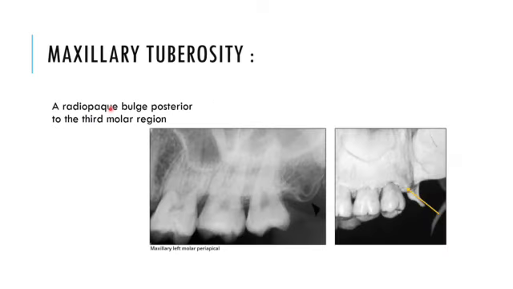Next is the maxillary tuberosity. It is a radiopaque bulk structure which is seen posterior to the maxillary third molar region. So this is the maxillary tuberosity. This you generally see in a maxillary molar projection.